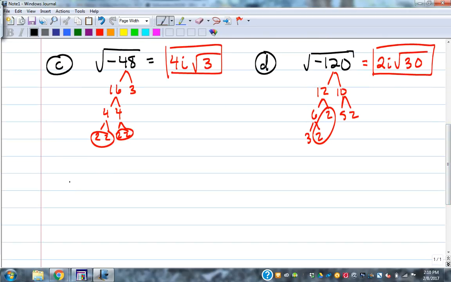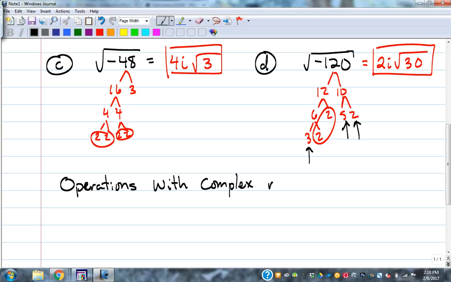Now, let's talk about operations. Operations with complex numbers. All right. Operations with complex numbers means like add, subtract, multiply, divide. That's what I'm talking about.